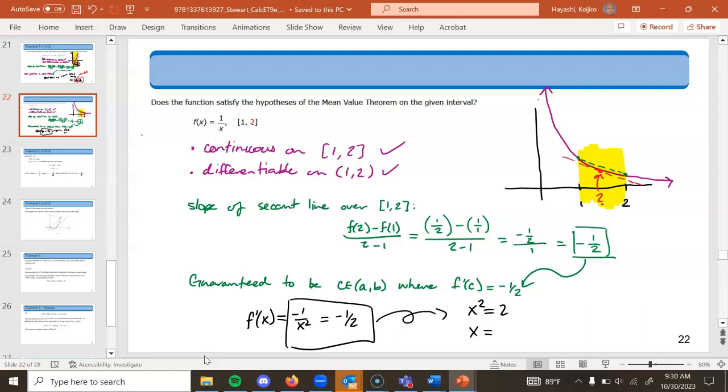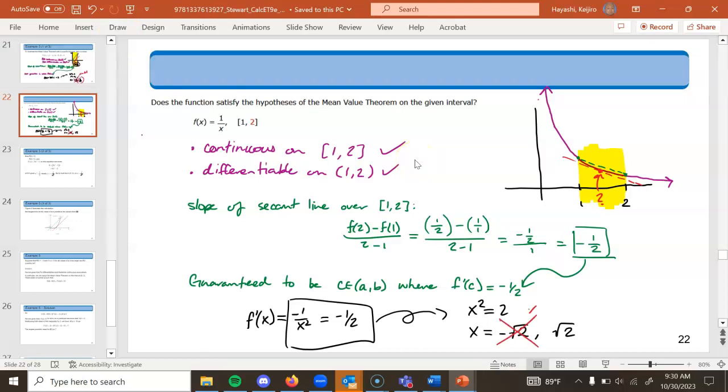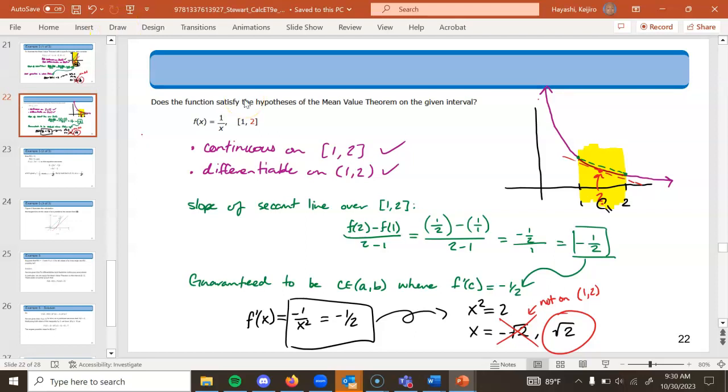And then, if that's true, x must equal negative square root of 2, or positive square root of 2. Except, we're going to get rid of that negative square root of 2 because that's not on the interval from 1 to 2. So it's square root of 2, which is around the value of 1.4. So we now know c is equal to the square root of 2. That's the x value where the derivative is equal to the slope of that tangent line, or the slope of that secant line.